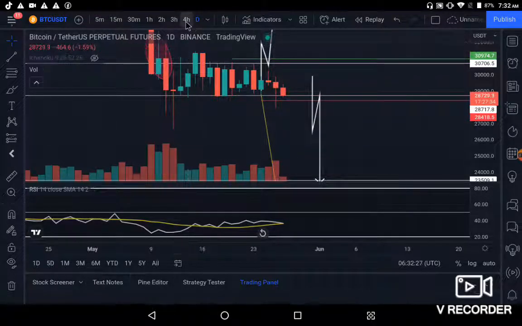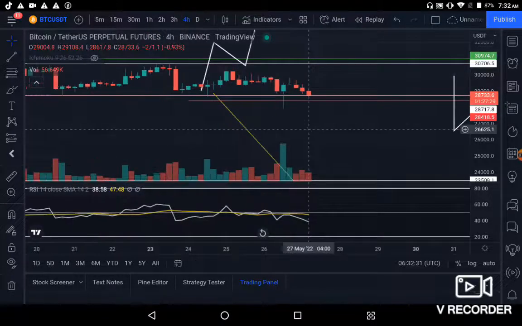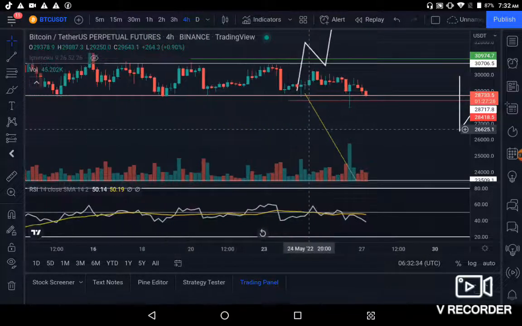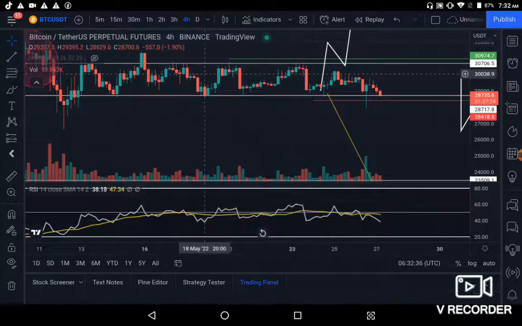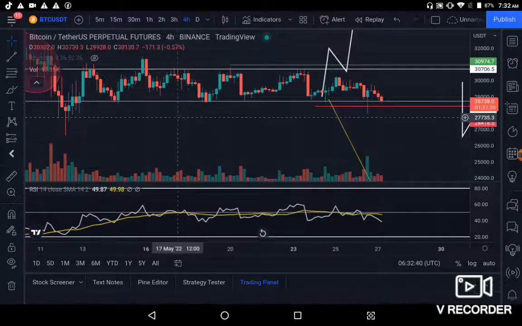So we go to 4 hours. Now 4 hours, look at what we are observing here. Check out this trend. Even in a consolidated market, there's a trend there.